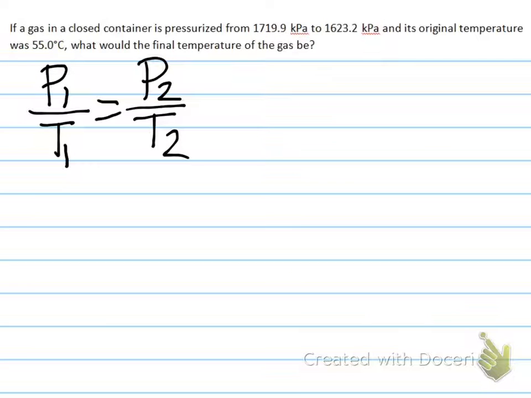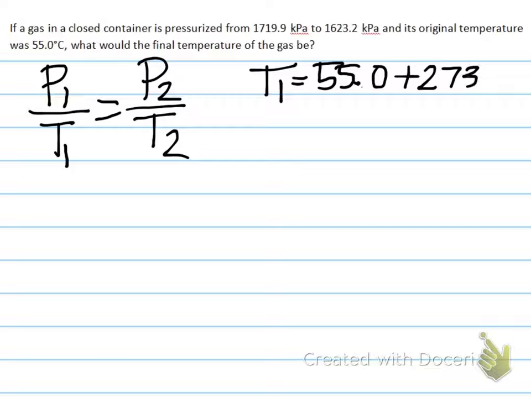So the first thing I need to change is my temperature. My T1, which is at 55.0, I need to change that into Kelvin. So add 273, and I'm going to get 328 Kelvin.